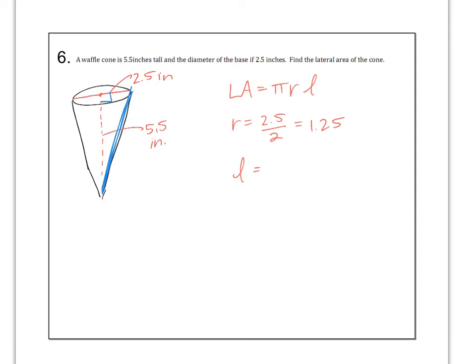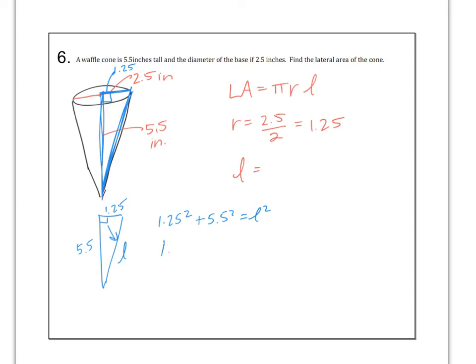So think about your triangle. This is 1.25. This we know is 5.5. So our triangle looks like this: 1.25, 5.5, and this is the slant height that we need. Do a little Pythagorean theorem. 1.25 squared plus 5.5 squared equals slant height squared. I know the slant height is the C because it's across from the 90.